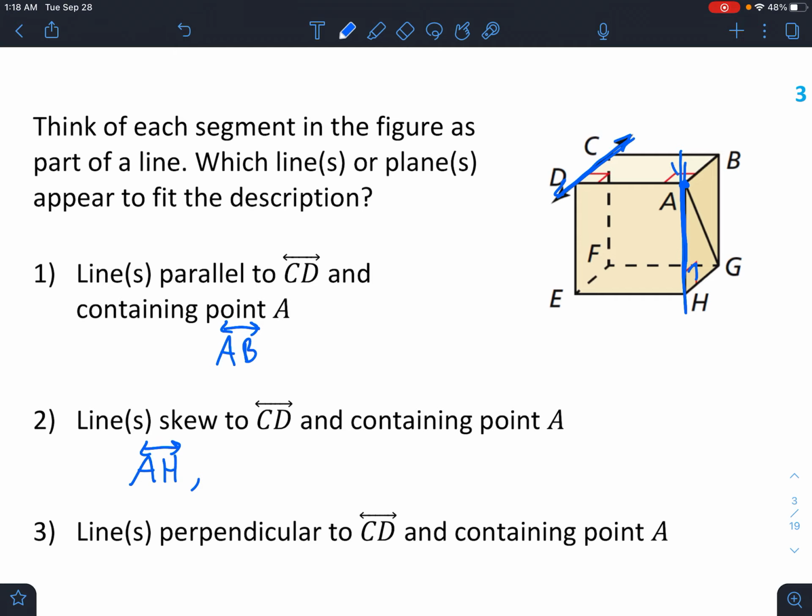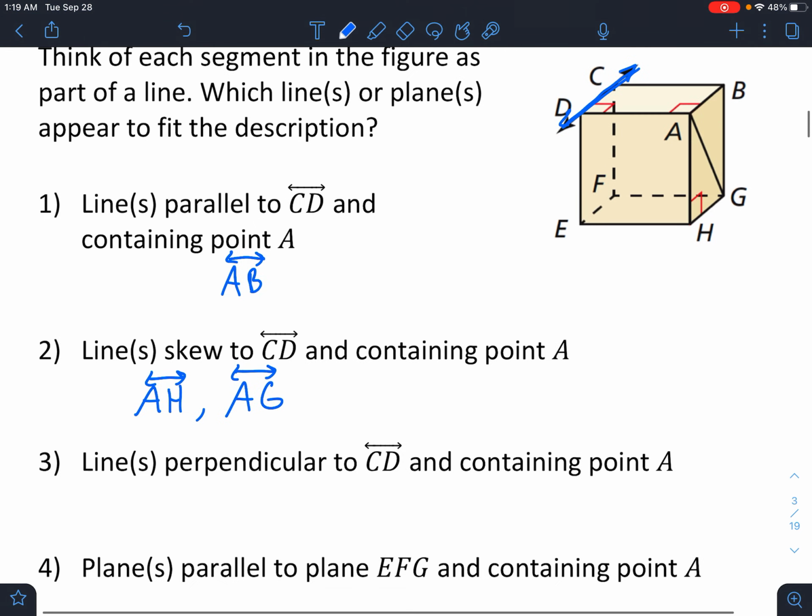And let's see if there's any others. Line AG also looks like it would not connect with CD, so that would be line AG. And line HG, I was going to say it looks parallel also, but I just realized it doesn't go through A, so that's not one of the ones we're checking. It looks like we've already checked each line that is running through A. All right, now let's look at the next one.